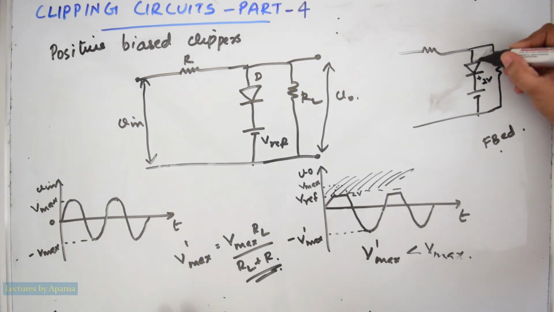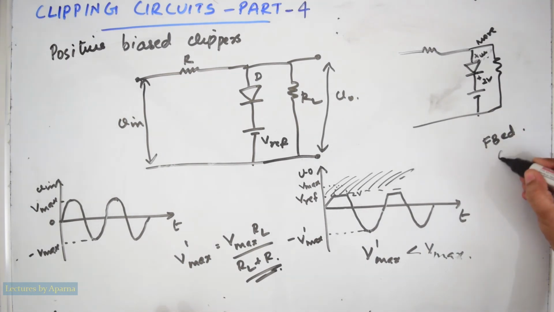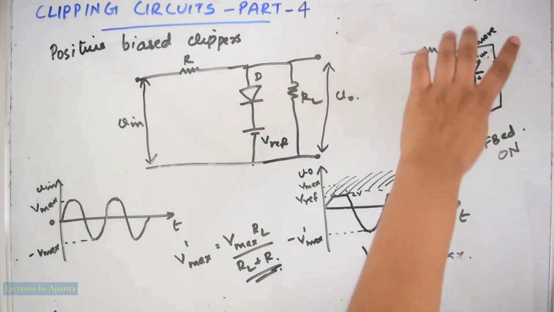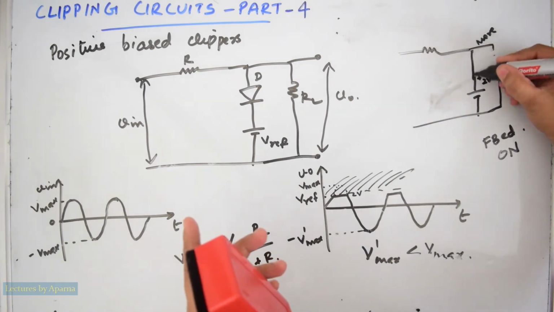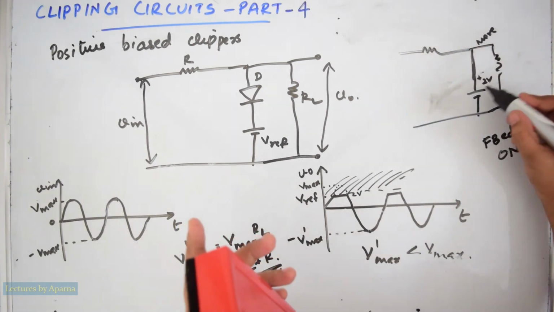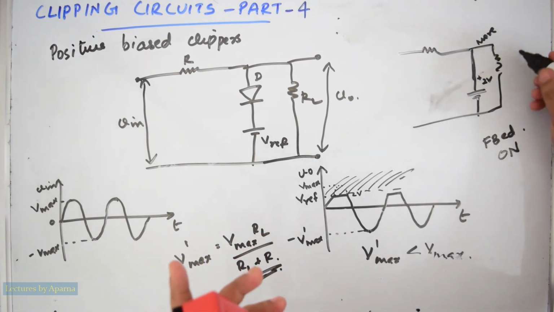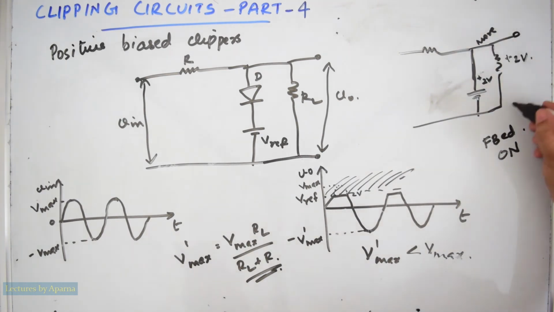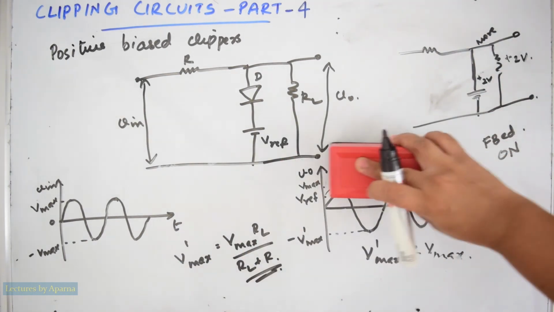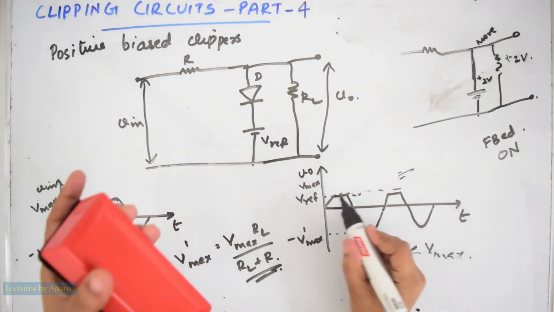For the diode to be forward biased, the anode should be more positive than the cathode, and in that case this diode will be forward biased. That is, the diode will be on. What happens in that case? When the diode is forward biased, this diode will be on and it will be short circuited here. At the output, we will get a constant voltage of plus 2 volt. This plus 2 volt will appear at the output, and that is shown by this portion here.